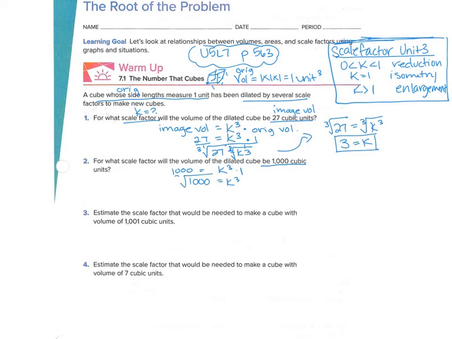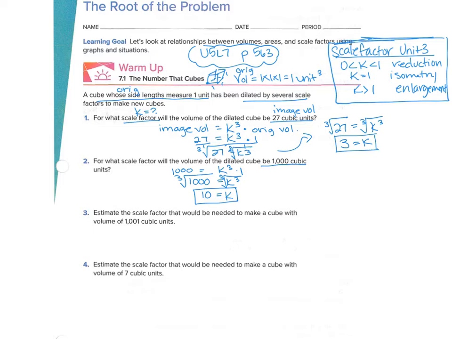So now let's take the cubed root of both sides. Again, this is on your calculator. If you're unsure how to do a cubed root on your calculator, please bring your calculator to office hours and I'll help you there. The cubed root of 1,000, my calculator will give me 10. So k, my scale factor, is 10 in this case.